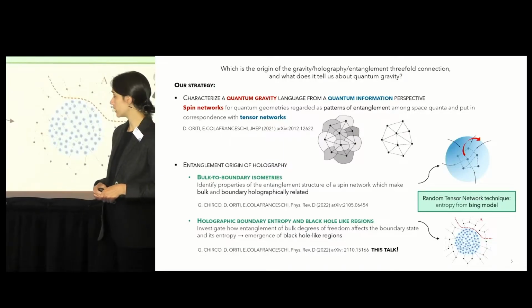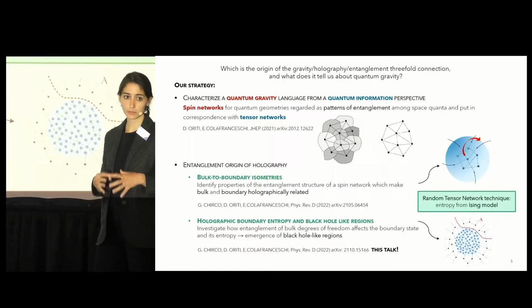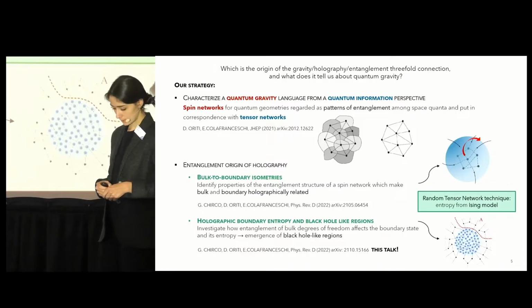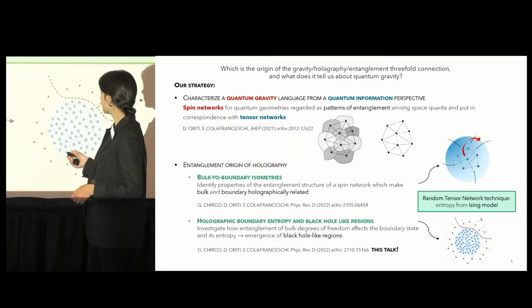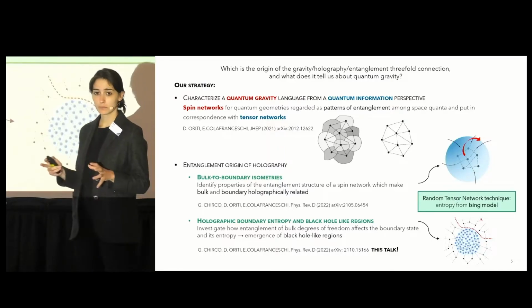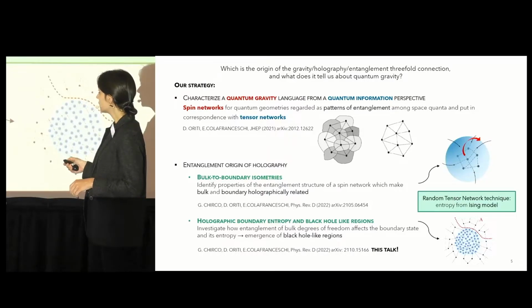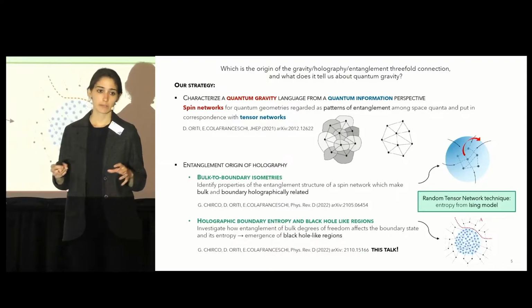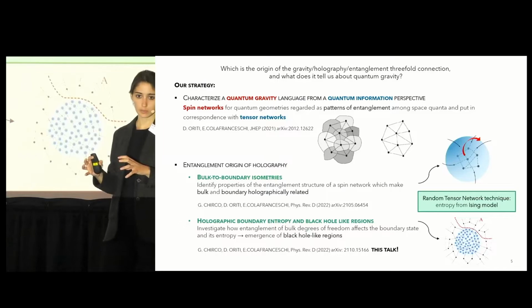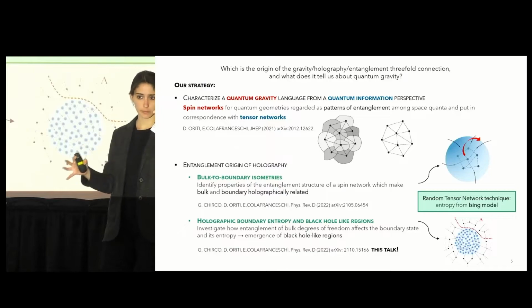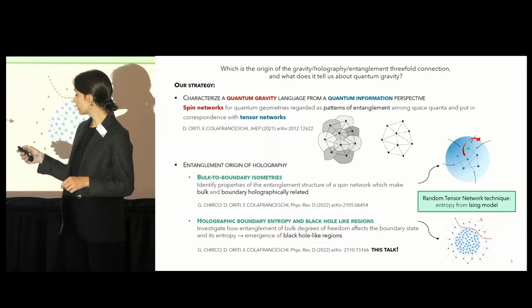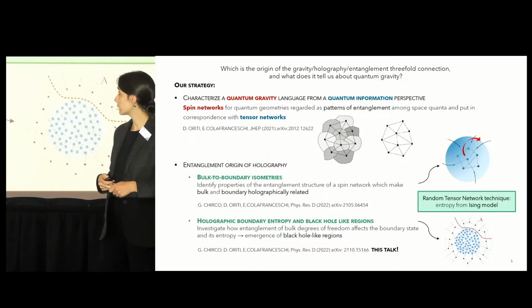In particular, we started from a characterization of a quantum gravity language in terms of a quantum information one. So the quantum gravity language is that of spin networks. Spin networks are graphs decorated by some geometric data, which are dual to discrete geometries. In particular, we have an elementary portion of space dual to each vertex. These portions of space are glued to each other to form discrete geometries, and the dual picture is that of a graph decorated by quantum data.